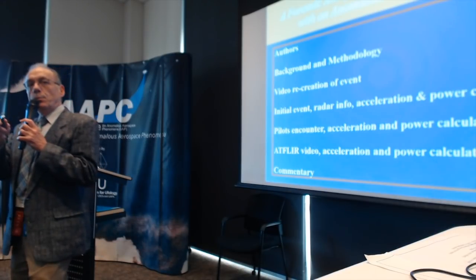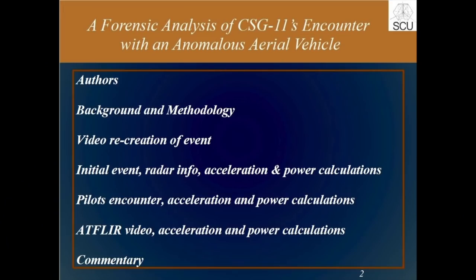And then Peter and I are going to go through three basic times in the video where we are able to calculate acceleration, velocity, and power values. So I want, as we go through each of those, for you to think, okay, what could be an explanation as to why this didn't occur. And then towards the end of the presentation, I will do a little permutations and probabilities, kind of like the Drake equation, to show what's the odds that this event did not occur.